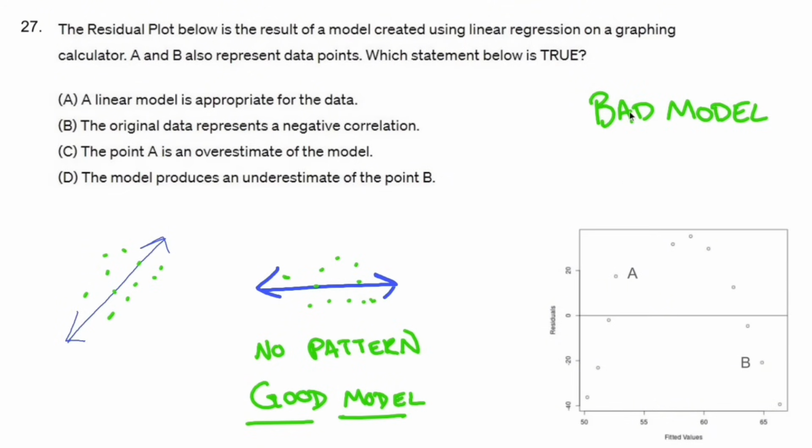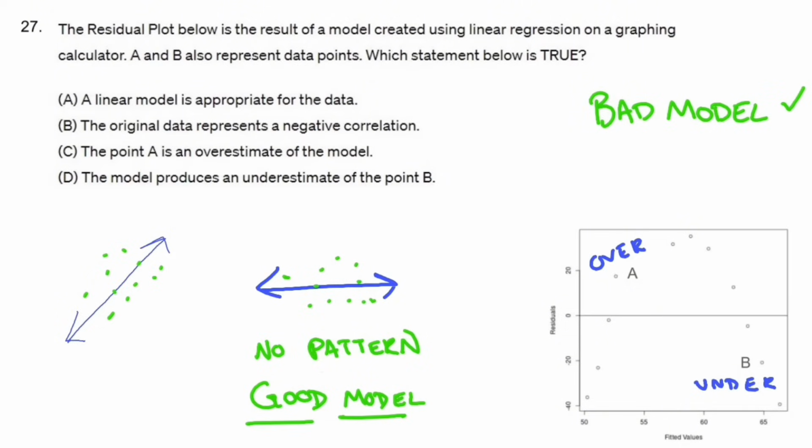So that's one thing that we know. It's a bad model. What else? We have an A living up here above the residual plot, somewhere over here above the line. So we would call a point like A an overestimate of the actual prediction, an overestimate. Since B lives below, we would call it an underestimate.